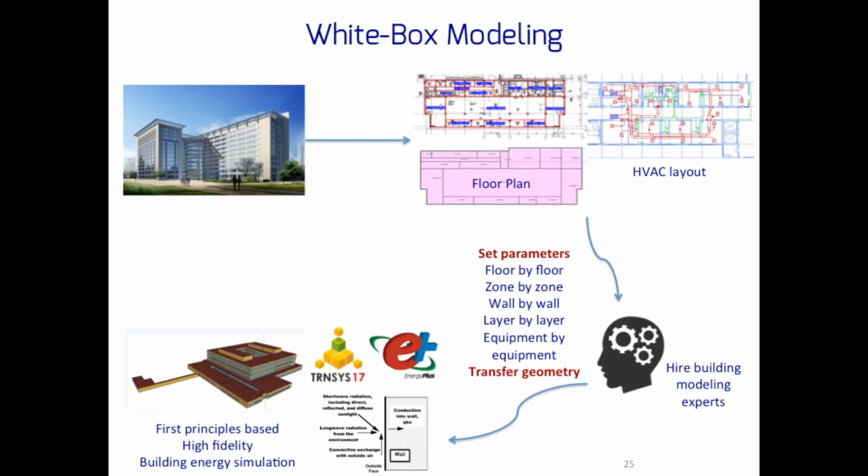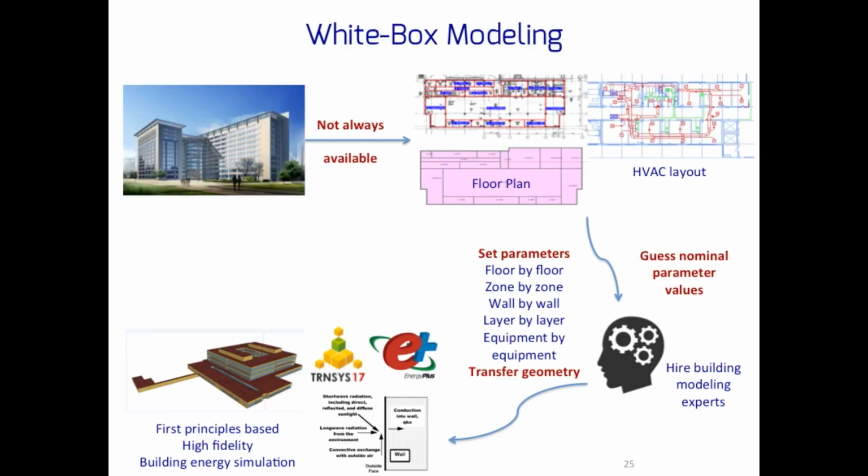The person has to go floor by floor, zone by zone, wall by wall, even layer by layer inside the wall, figuring out what are the thermal parameters of conductivity and capacity, and then tries to set up this whole building simulation model, also accounting for the geometry of the building itself. In reality, however, not all information is completely available, and a lot of guesswork and domain expertise comes into play of guessing these values of thousands of parameters required to set up these buildings.